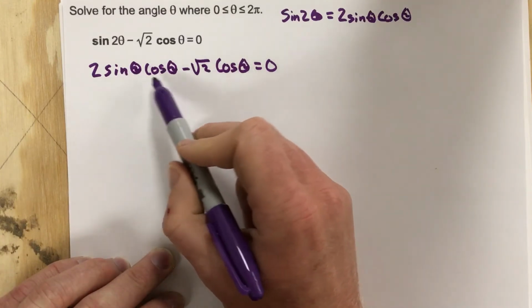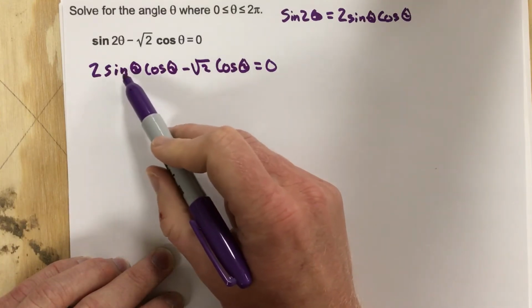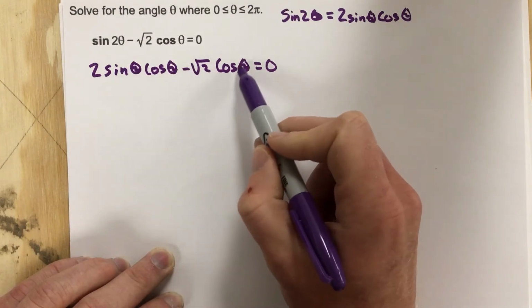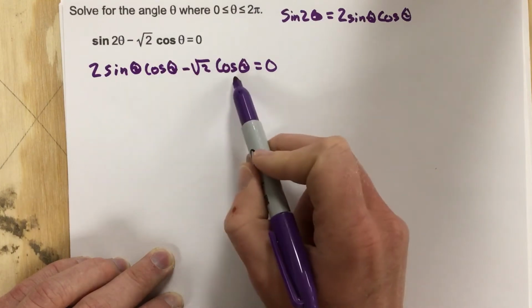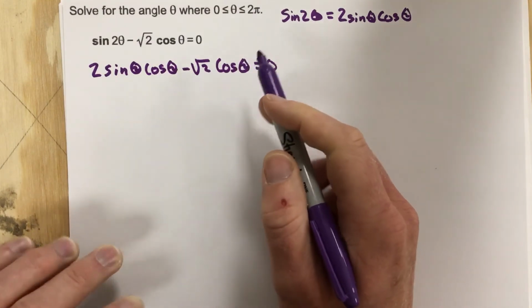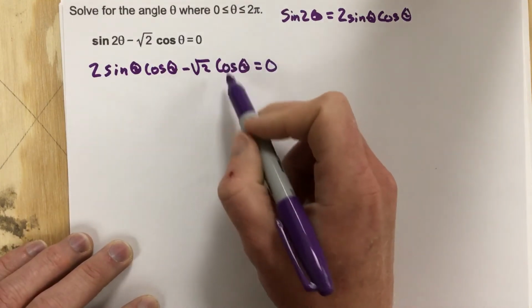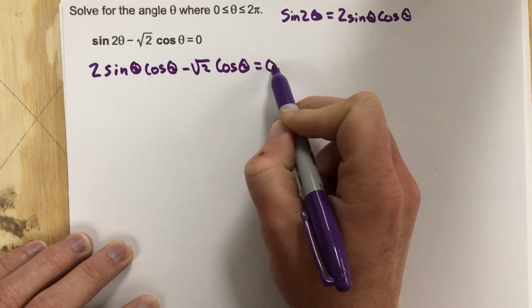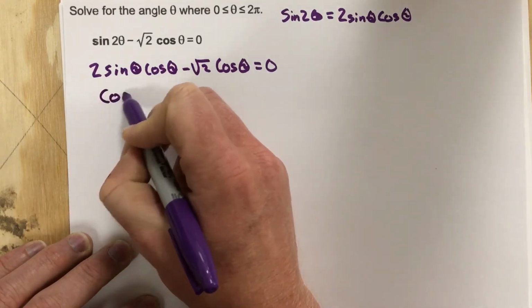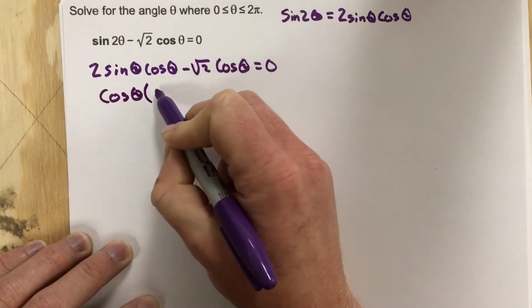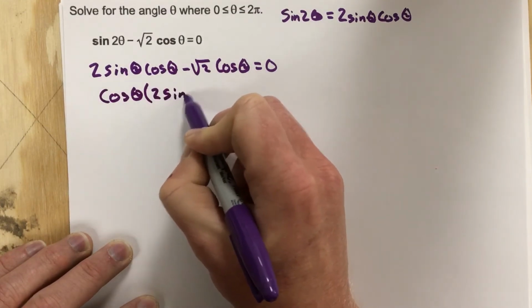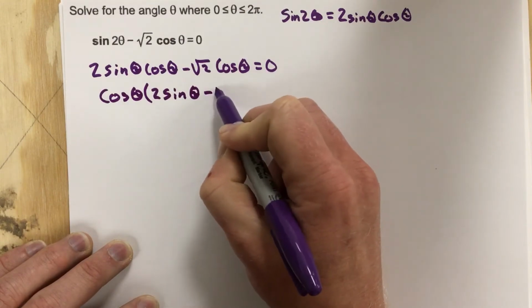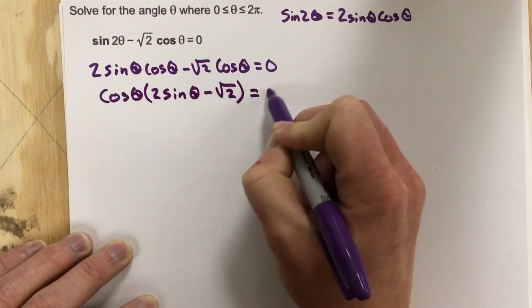Let's go ahead and take a look at what happened here. So I plugged in 2 sine theta cosine theta. I also have a cosine theta here. As soon as I see that I have cosine theta in each of those, I think I need to factor that out because I can probably use the zero product property, because this all equals 0. So I'm going to say cosine theta, factor it out, and I end up with 2 sine theta minus root 2 equals 0.